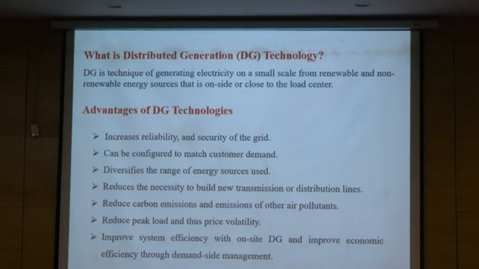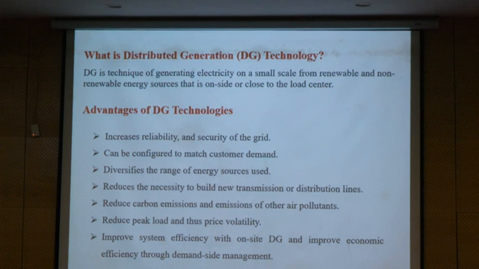This technology can be configured to match the customer demand. It means that if you increase or reduce the conversion, it can be matched with the demand. So if you increase the power, you can also inject more power. If the load has reactive power or harmonics, you are not allowed to use the main grid to support it, but you can use the distributed generation system.